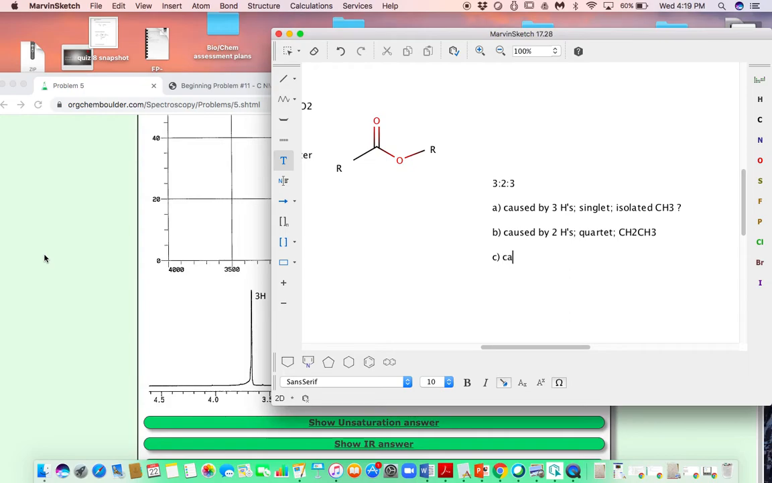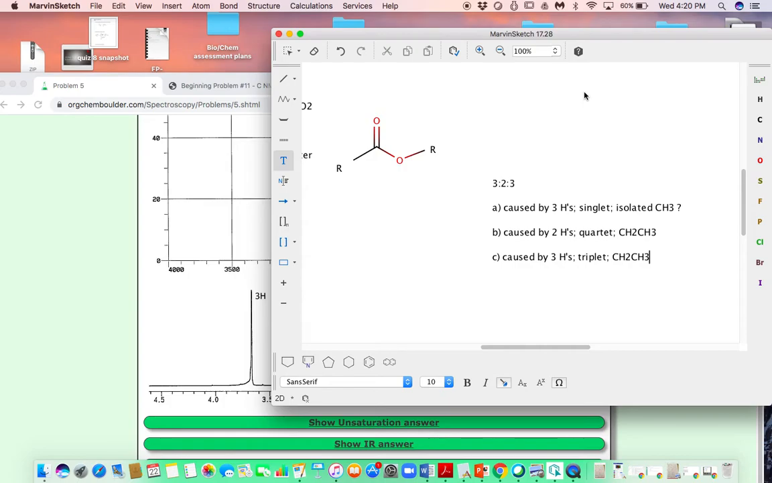Signal C is caused by 3 H's. Again, that probably means a methyl group. And it's split into a triplet, which means it's split by something that has 2 H's. So this, again, lends credence that you probably have that CH2 CH3 sequence in there somewhere.